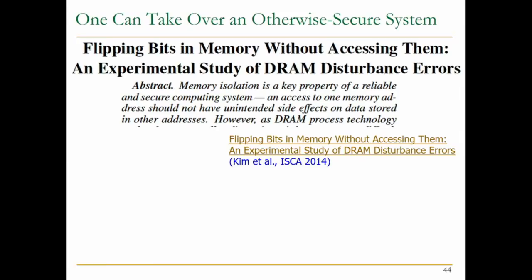When we wrote the paper, the first sentence we used was, memory isolation is a key property of a reliable and secure computing system, and access to one memory address should not have unintended side effects on data stored in other addresses. I still believe this. I think this is very fundamental. We should keep this invariant. And we also said that you could actually design an attack that could take over an entire system by exploiting the bit flips. And the good folks at Google Project Zero did exactly that.